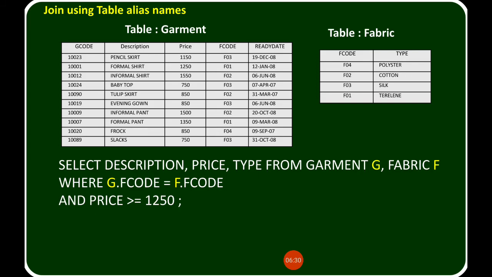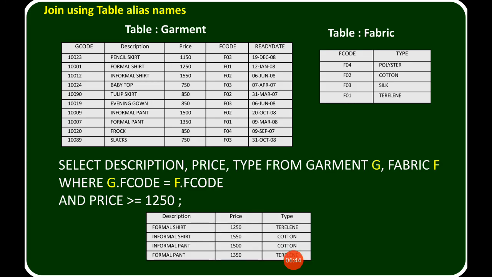So once in the from clause we have written the alias name, wherever we have to write the table name, we can write the alias name as well. This way we'll get the same output which we got in the previous query. This way you can create an equijoin. So hope you understood these joins.